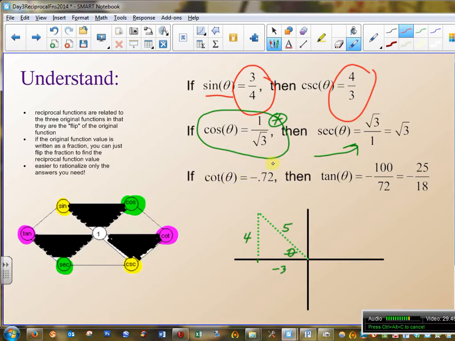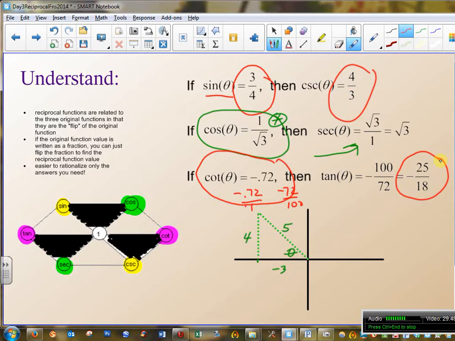This last one shows a cotangent that's not a fraction. But you can write negative 0.72 as a fraction. Negative 0.72 over 1, well, that's kind of complicated, but you could use your calculator to clean up. It's also negative 72 over 100. So when we find the reciprocal function tangent, we can take that negative 72 over 100, flip it over. We just want to be sure to reduce that answer before we circle it.